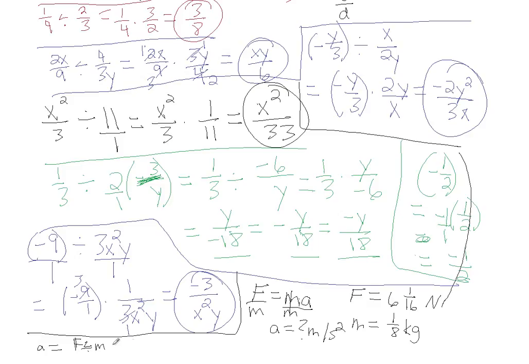Okay, so now let's go ahead and plug in our numbers. We have acceleration equals our force, which is 6 1/16 newtons. And we have our mass, which is 1/8 of a kilogram. Okay, so we basically are dividing two rational numbers. So we need to convert this mixed number into a rational number. So basically we will have acceleration equals, I believe it's 101 over 16. We just converted this mixed number into an improper fraction.